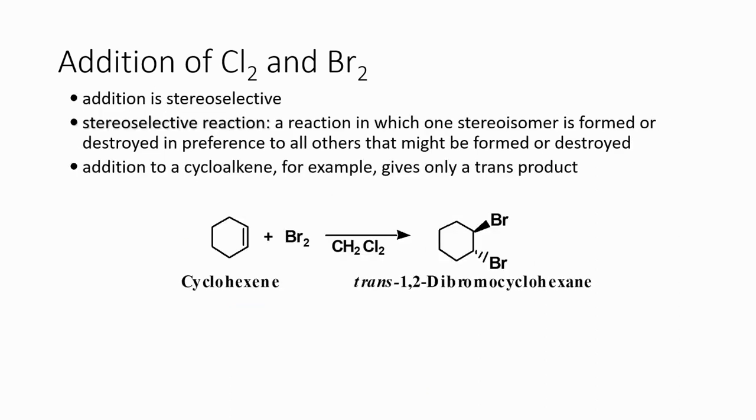The addition of chlorine and bromine is stereoselective. It wants to form the trans isomer, and that's the preferred isomer. Because an atom like bromine is so big, this occurs in a two-step mechanism where bromine adds on one side of the double bond, and then it's forced to add to the other side of the double bond in order to really have enough space. So we end up with the trans isomer. We end up with a bromine on each side.